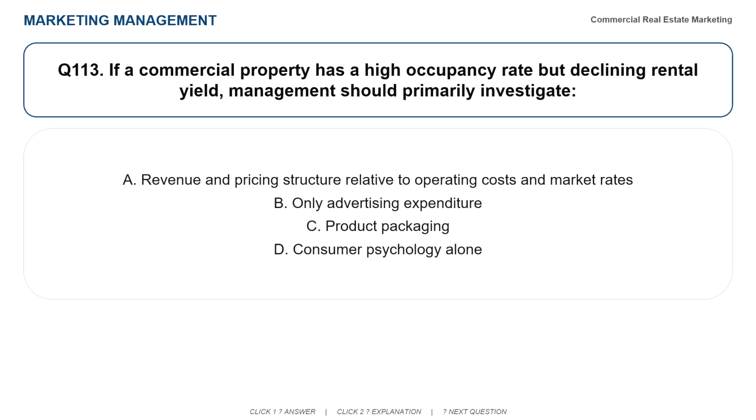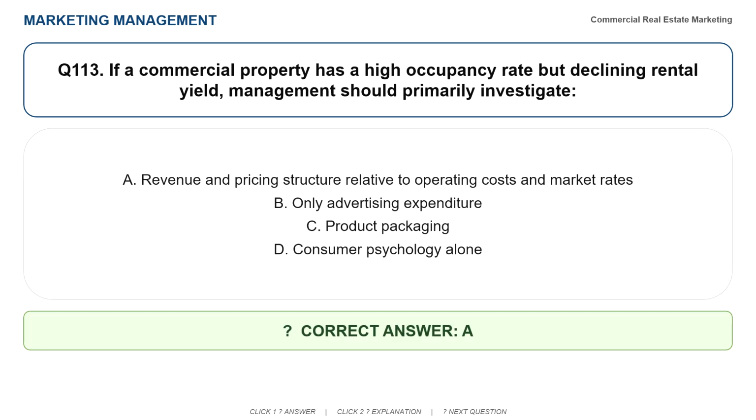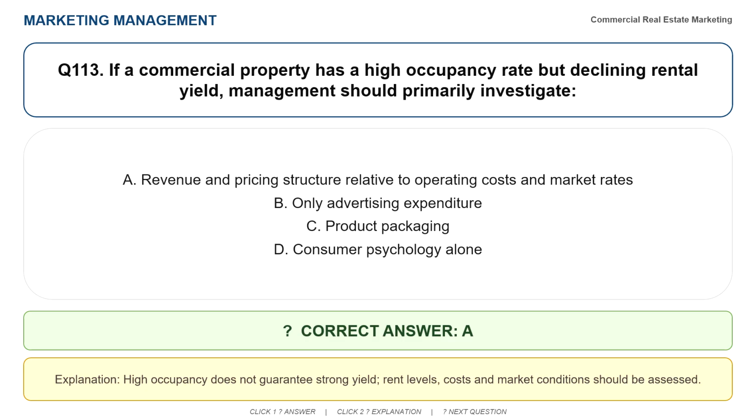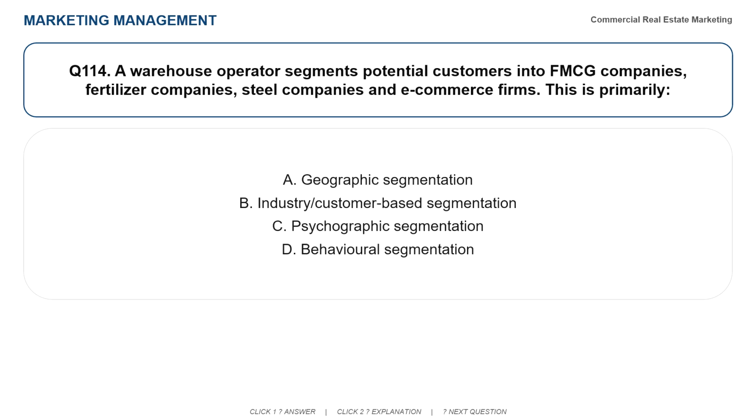Question 113. If a commercial property has a high occupancy rate but declining rental yield, management should primarily investigate: Option A, revenue and pricing structure relative to operating costs and market rates. Option B, only advertising expenditure. Option C, product packaging. Option D, consumer psychology alone. The correct answer is A. Explanation. High occupancy does not guarantee strong yield. Rent levels, costs, and market conditions should be assessed.